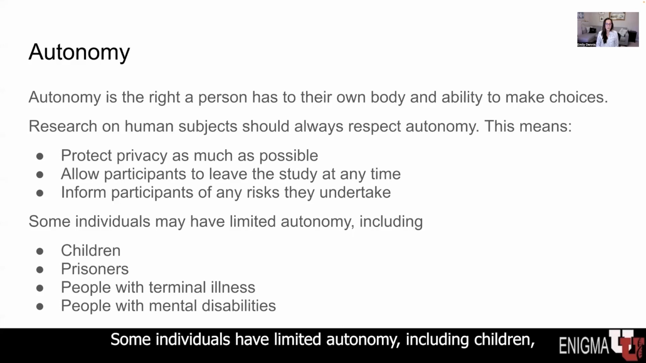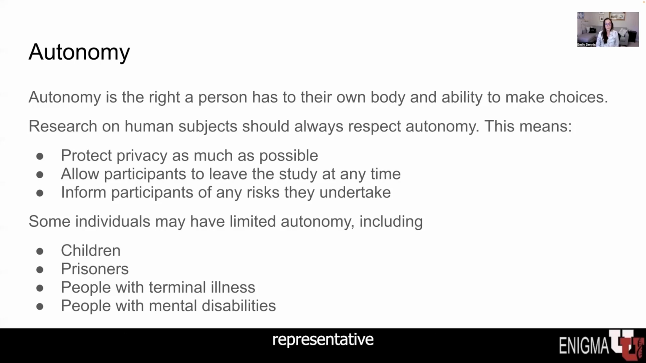Some individuals have limited autonomy, including children, prisoners, people with terminal illnesses, and people with mental disabilities, which are all examples that you saw on the previous page. For people who have limited autonomy, there's a whole host of other regulations that we need to follow to make sure that we are not taking advantage of that and that we are respecting their autonomy, whether it's having a representative to advocate for them. These are considered special categories of potential study participants.